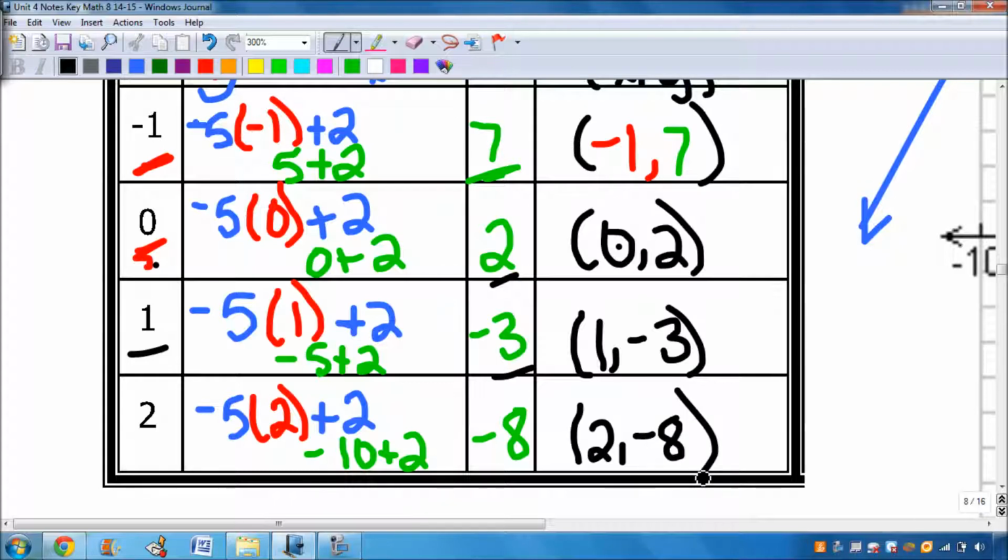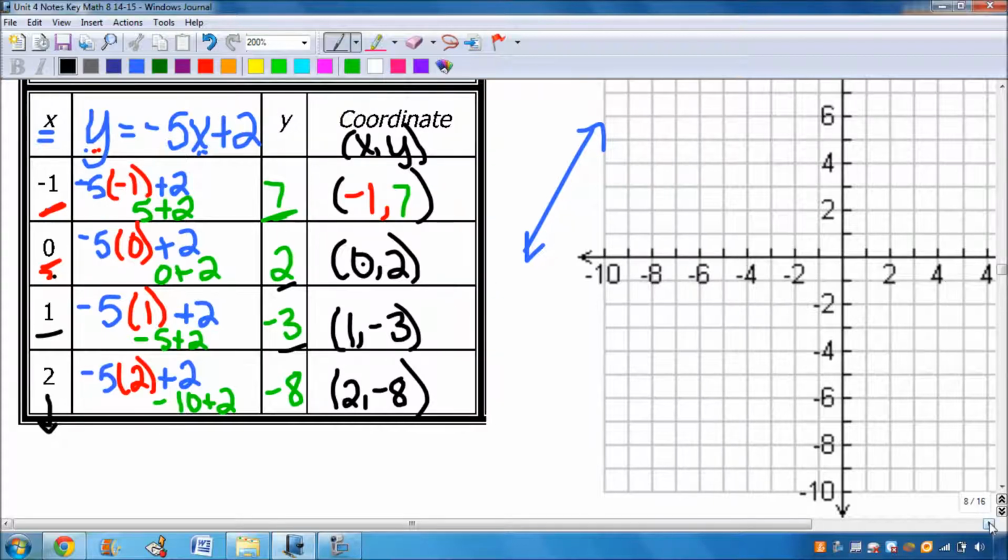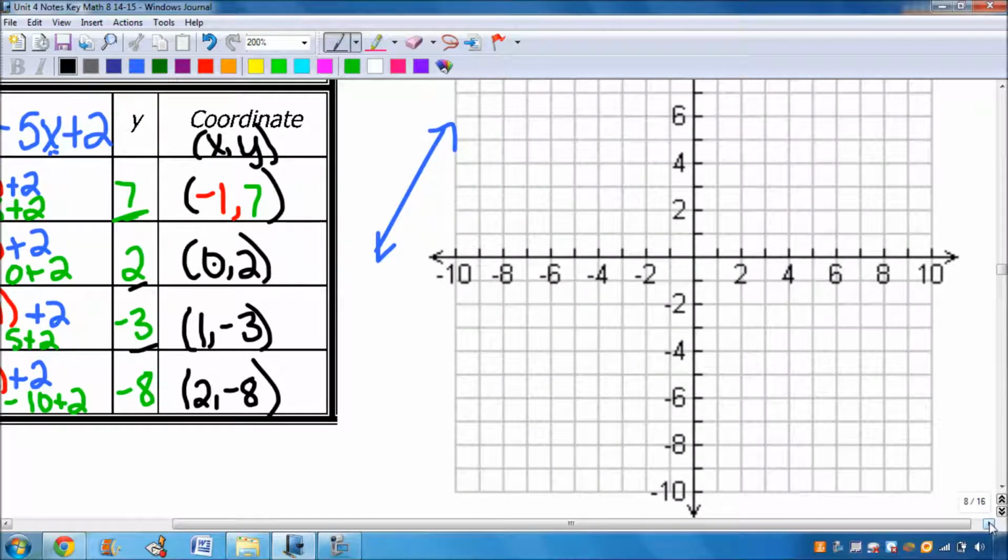Now we could keep doing this forever because a line has infinite points. I could go all the way up to positive infinity and all the way down to negative infinity, but I'm not going to bother doing that because I have enough points in order to be able to do this. So the next thing I need to do is graph out my coordinates. My coordinates are all listed out right here, so all I have to do is graph out what the points are.